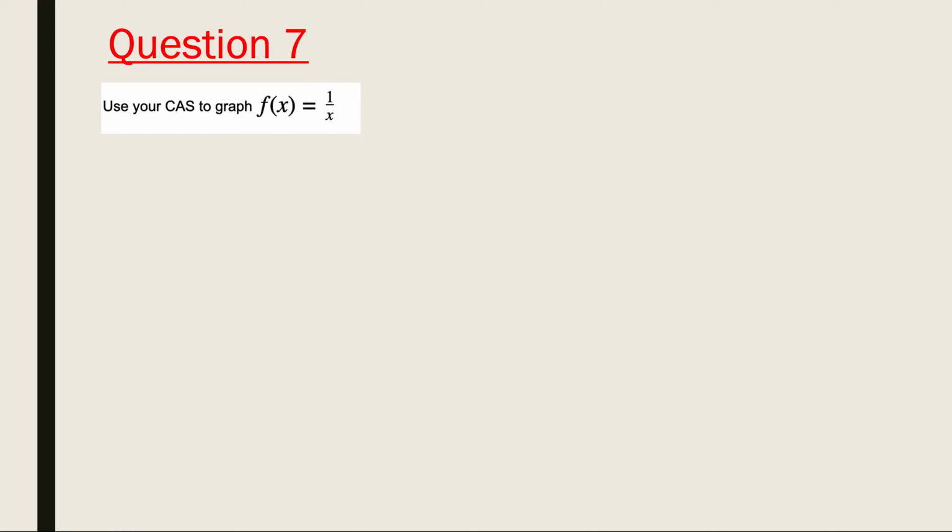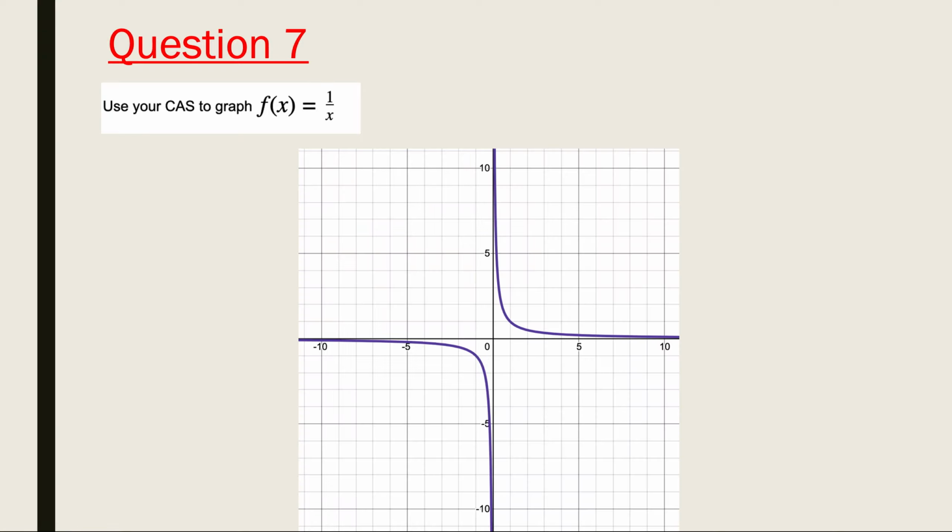Question 7 says, use your CAS to graph this function. I hope that when you graphed, you had something like this. You haven't done this before, and you are not going to do this in year 9. We just wanted to talk about different types of nonlinear relationships. So this one is a nonlinear relationship, and it's a hyperbola. Just notice that this function is not defined when x equals 0, so at the origin. It goes very close, but it doesn't touch it, and here the same. Just something interesting to notice about this graph.